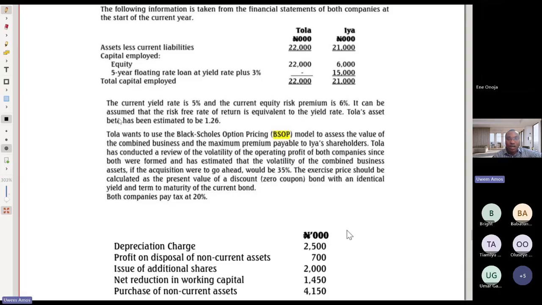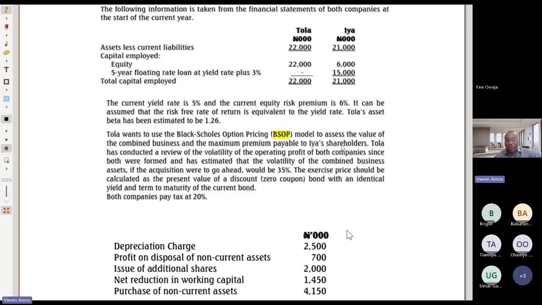So this is what you have. The current yield rate is 5% and the current equity risk premium is 6%. It can be assumed that the risk-free rate of return is equivalent to the yield rate. Tolade's asset beta has been estimated to be 1.26. Tolade wants to use the Black-Scholes Option Pricing model to assess the value of the combined business and the maximum premium payable to IA's shareholders.